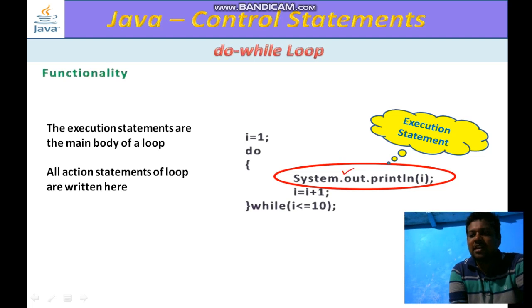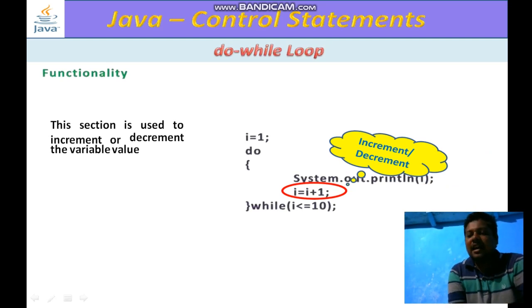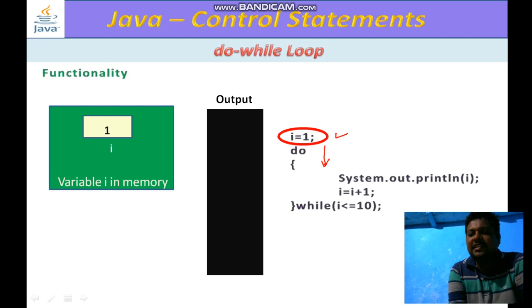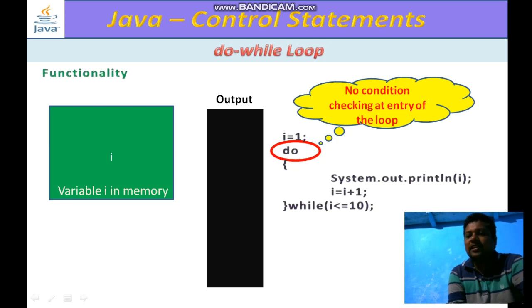These are the execution statements. It will print some value. After that we have an increment and decrement. Next we will see the flow of this loop. First we initialize a value, and then it directly enters the body of the loop, because the condition is at the end of the loop. So there is no condition checking at entry of the loop.